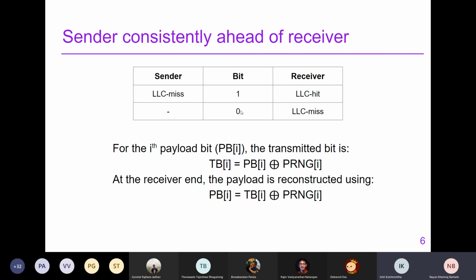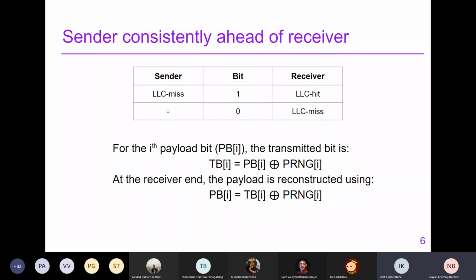Here I've made a mistake. This one should be zero and this zero should be one. I'm sorry for that. So if we want to send a bit zero, the sender will get an LLC miss and the receiver will get an LLC hit. If we want to transmit a bit one, the sender won't do anything, whereas the receiver will get an LLC miss.